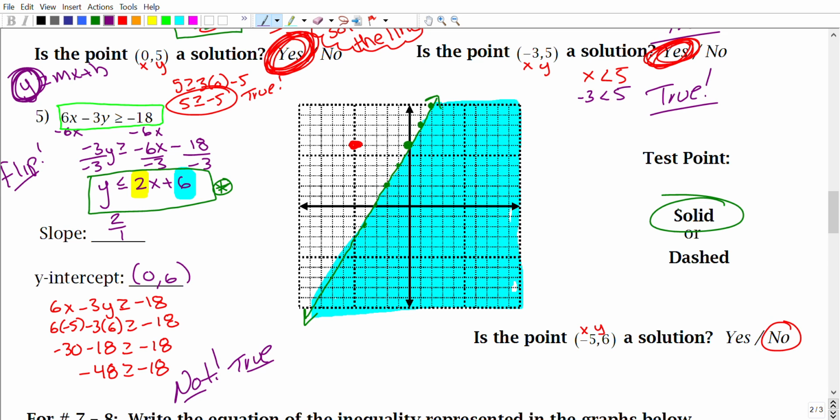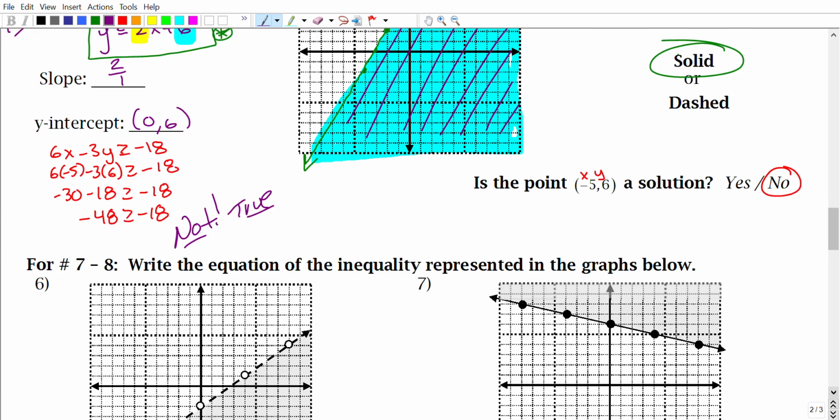Okay, so hopefully it's starting to make sense, guys, that you can test it out both ways. You can test that point by substituting it back into the inequality to check if it works, or you could just check where it lies on the coordinate plane. Here it was all the way out in the white area, not anywhere near the shaded region. Okay, good.